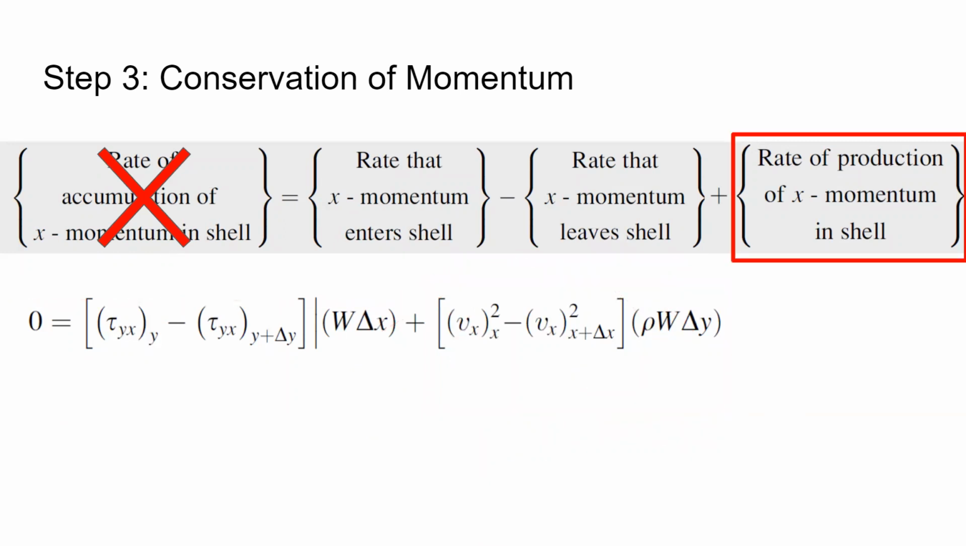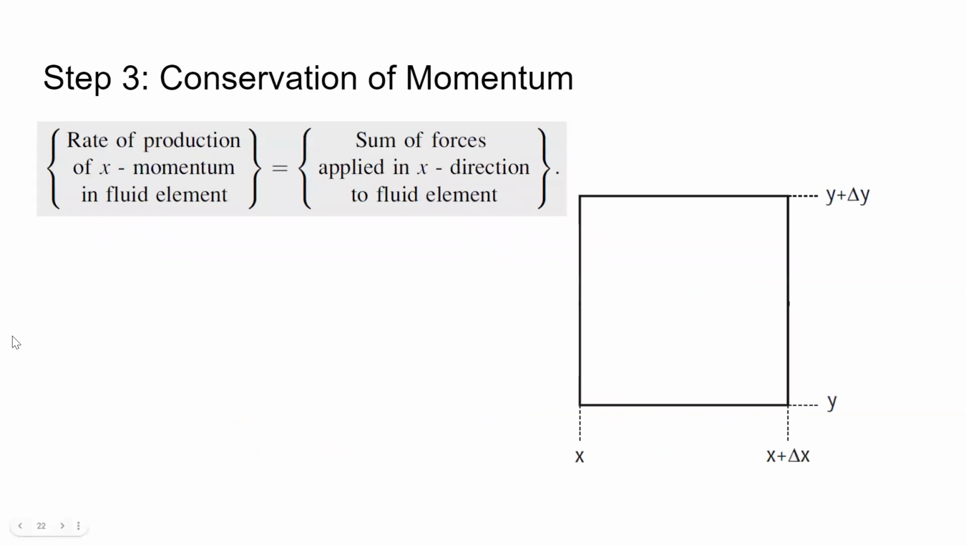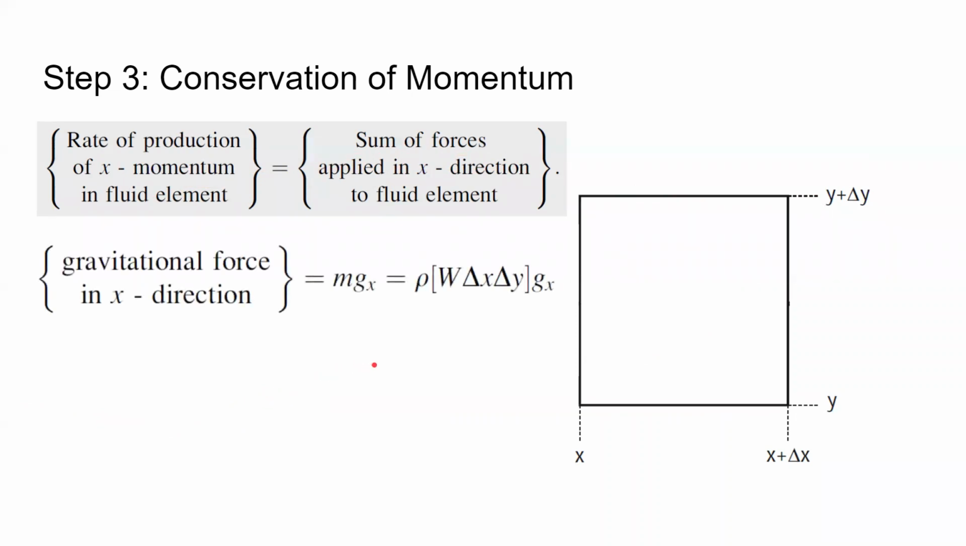Great. Now let's take a look at the rate of production of x momentum in the shell. So we know that the rate of production of x momentum in this fluid or this shell, right, is the sum of forces applied in the x direction to the element. So let's talk about what kind of forces we do have in this shell. Initially, we have our gravitational force in the x direction. So right over here, we have mg x. We know this is gravitational force. And we know mass is defined through this, the rho times the volume, right, of our shell.